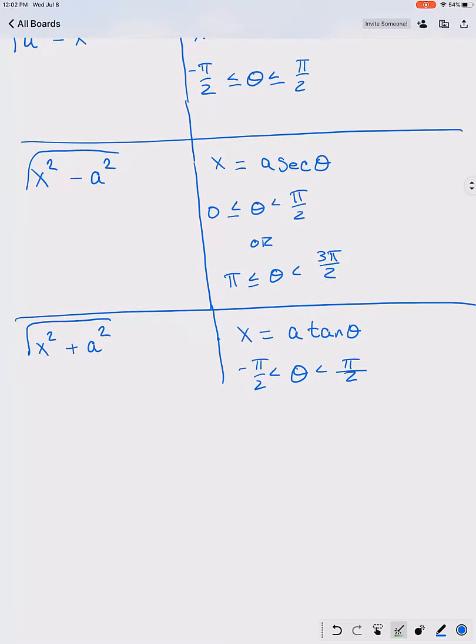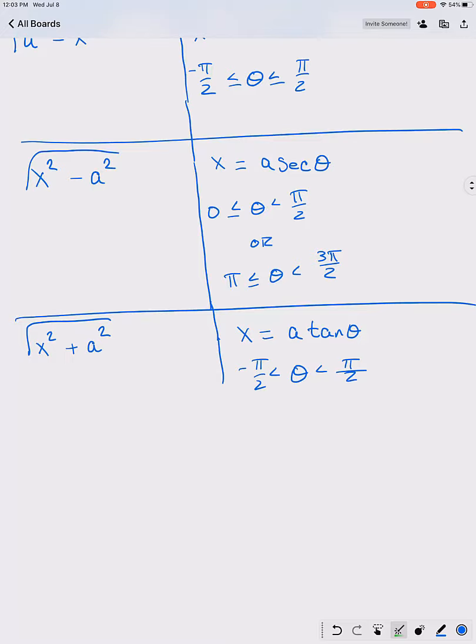The second situation is where I have the variable first squared minus the constant squared underneath the square root. In this situation, I'm going to use the substitution of x equaling a times the secant of theta. But I need to restrict that function so that it becomes one-to-one. And I have some choices, so I can restrict this to be between 0 and pi over 2, not including pi over 2. Or I can restrict it from pi to 3 pi over 2, not including 3 pi over 2.